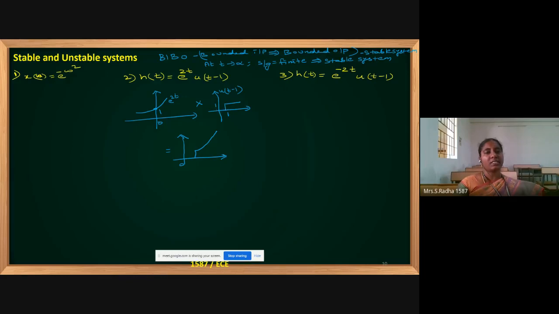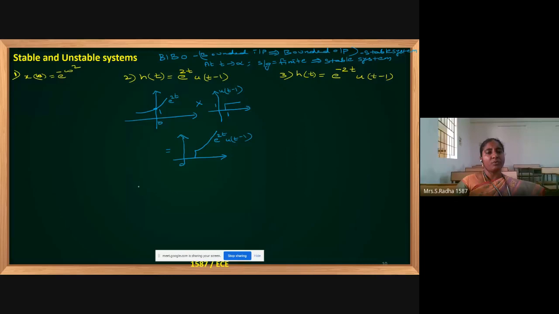0 into anything is 0. In other places the second signal is 0. Only after 1 the signal is existing. So you multiply the second signal with the first signal. After 1, it comes out successfully, but before 1, everything is 0. This is the diagram for e power 2t, u of t minus 1.